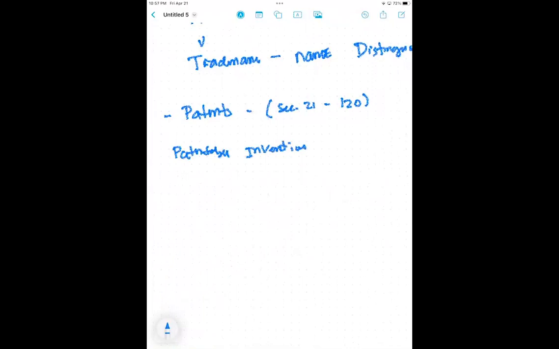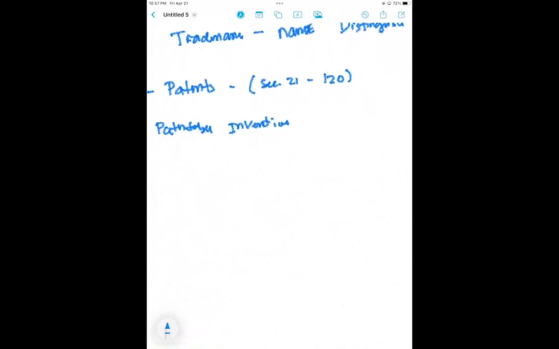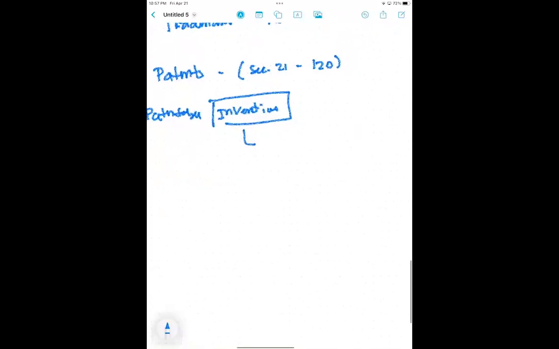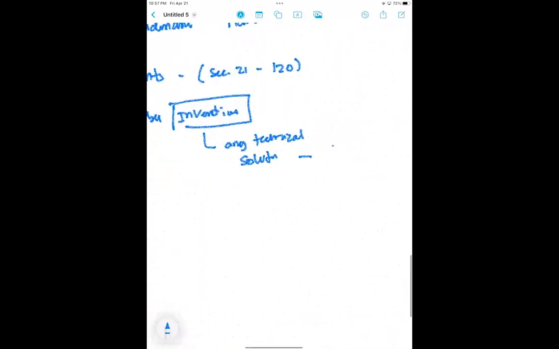Okay? Now, what are patentable inventions? I think the best way to discuss this is to first clarify what is an invention. An invention is any technical solution. Okay? Now, saan siya solution? To a problem. So there is a problem and the solution is a technical one. Therefore, this is an invention.